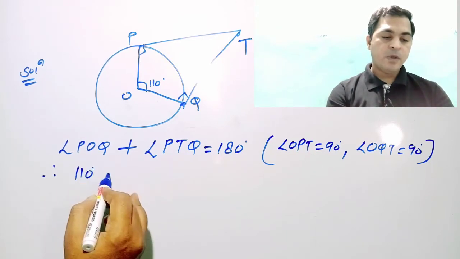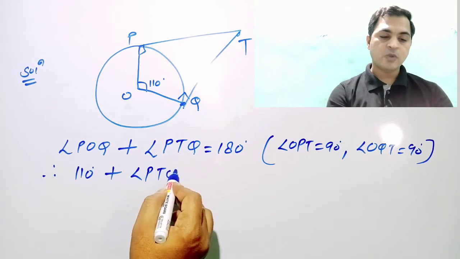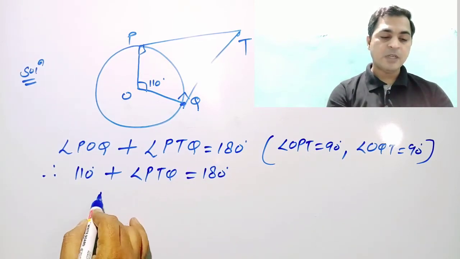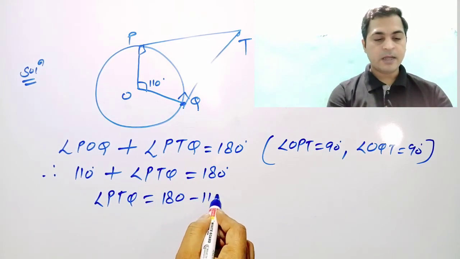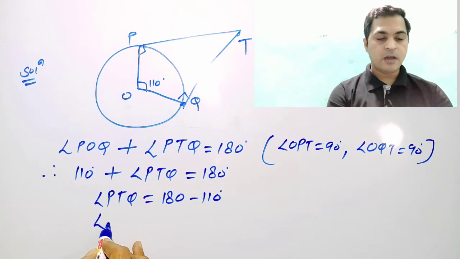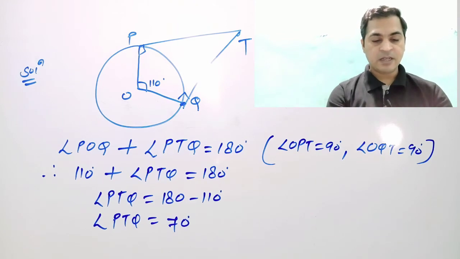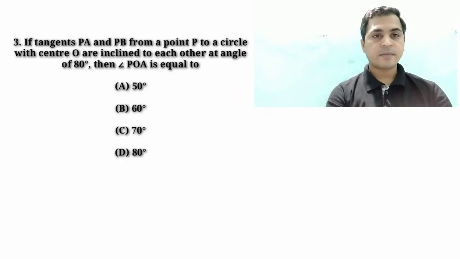So angle POQ is 110 and we want to find out PTQ. So angle PTQ will be 180 minus 110 degree, right? So the value of angle PTQ is equal to 180 minus 110, that is 70 degree, right students? So option B holds, so B is correct one. Let us see the next question.